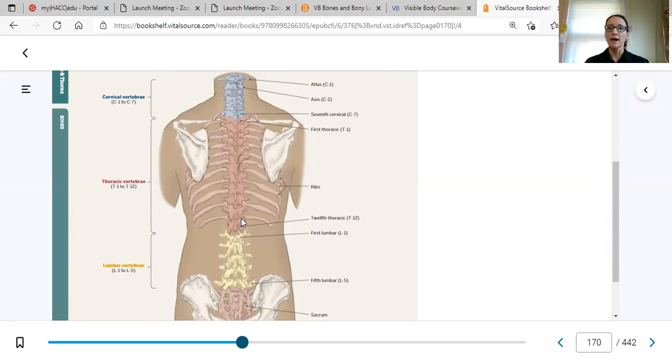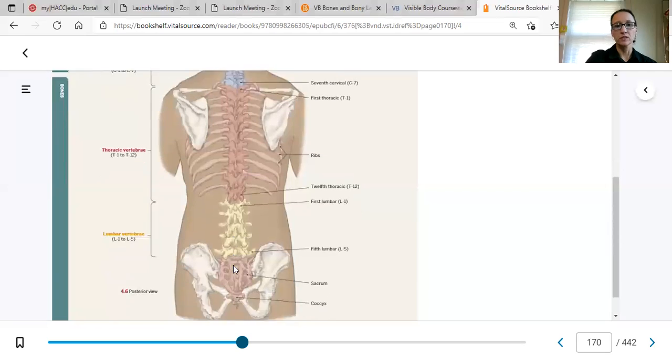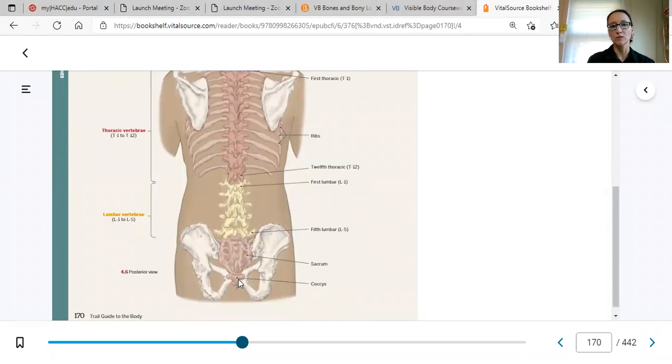So we actually have 24 vertebrae. We have 7 cervical, 12 thoracic, and 5 lumbar. The sacrum and coccyx down here do not count as vertebrae, though they are part of the spine. We already know the sacrum because we palpated it before, and the coccyx we know is about 3 fused vertebrae that hangs off of the inferior portion of the sacrum.